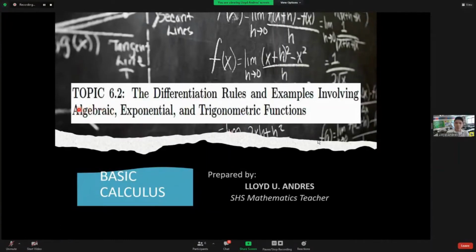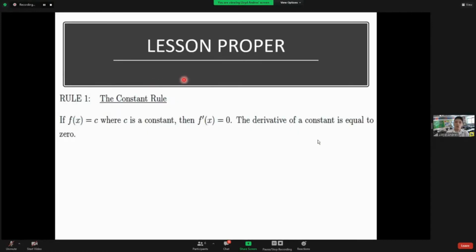Topic 6.2, the differentiation rules and examples involving algebraic, exponential, and trigonometric functions. So the first rule is the constant rule. The constant rule states that if f of x equals c, where c is a constant, then the derivative of f of x is equal to 0. Meaning, the derivative of a constant is always equal to 0.